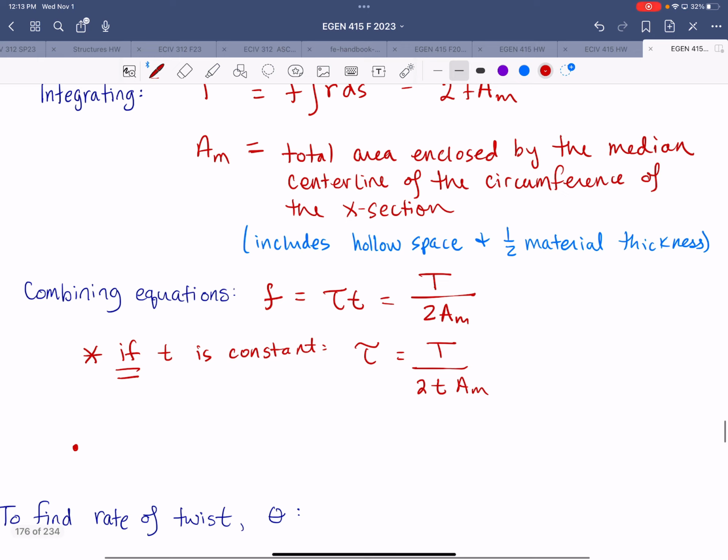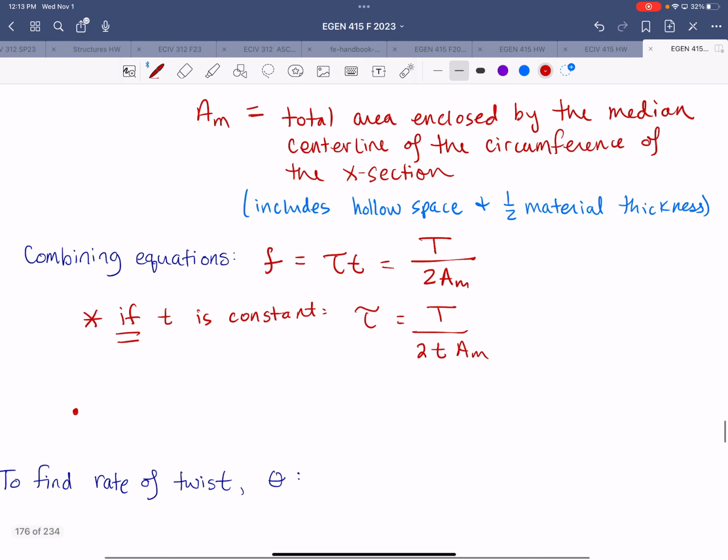And it's important to note that this is an approximation. So it will predict values that are lower than the exact values. And the accuracy will improve as the ratio of r over t, the lowercase t thickness, is increased. So I'll jot that down.